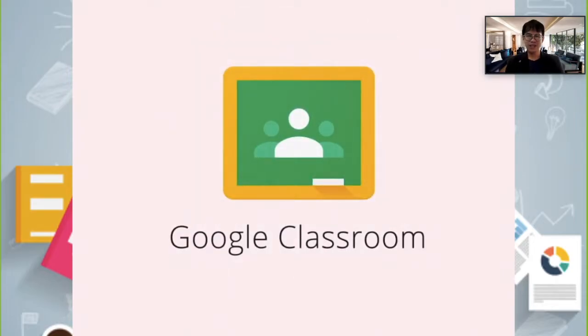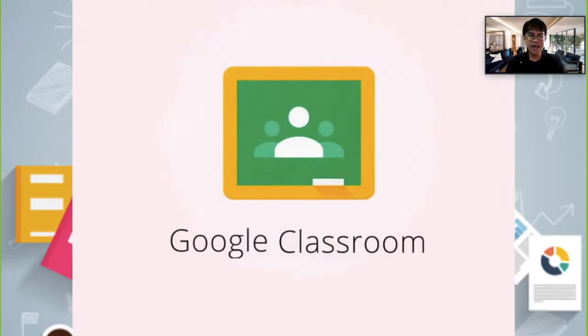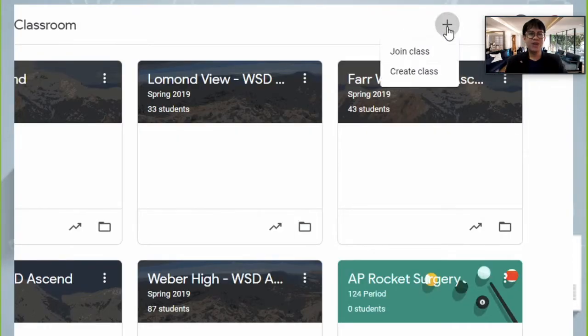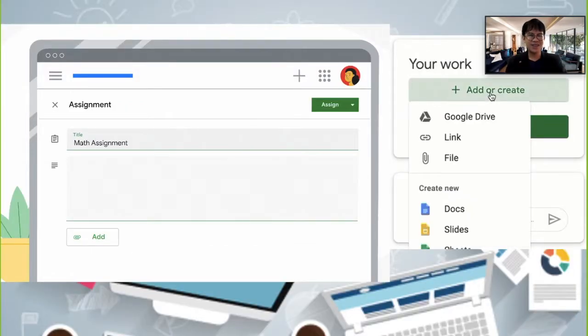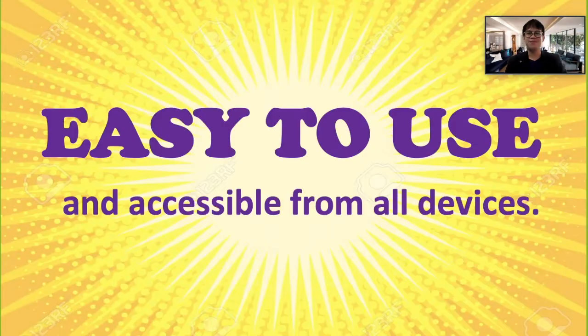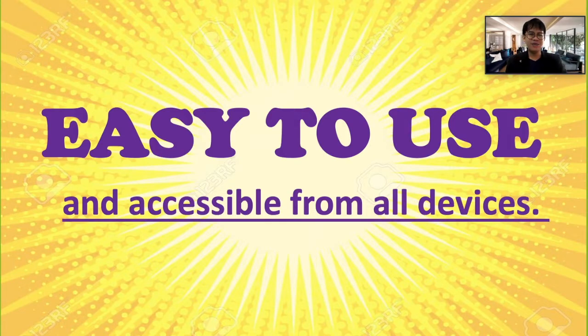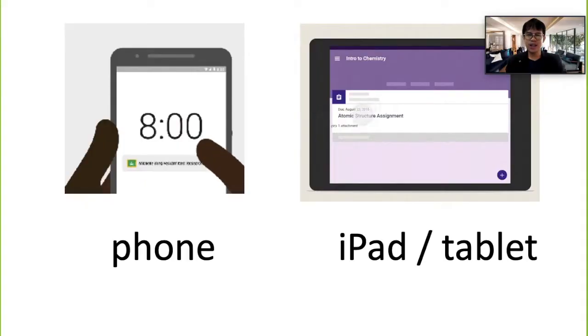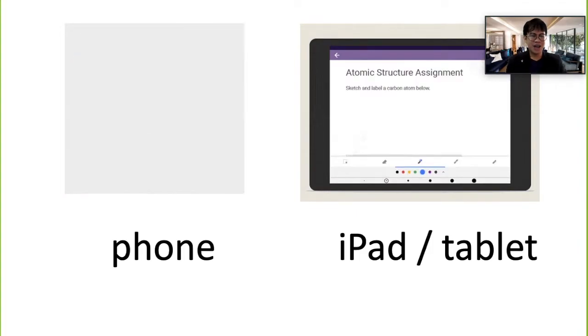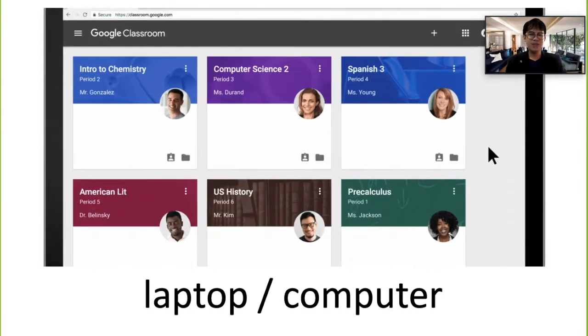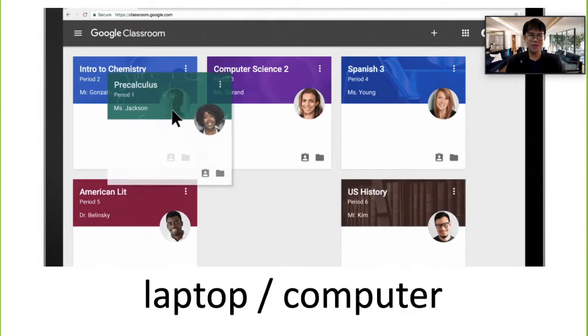What is Google Classroom? Google Classroom is an online service where you can create your class, make announcements, make assignments, and grade your assignments, or mark the students. The best thing about Google Classroom is that it's easy to use and accessible from all devices. You can use Google Classroom on your phone. You can download the application. You can also use it on your iPad or tablet or using your laptop or your desktop computer.